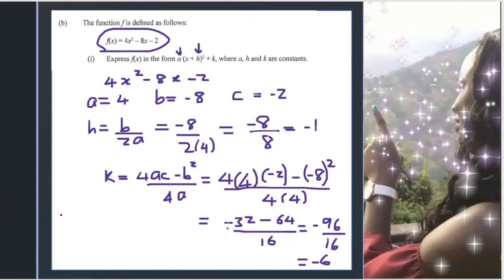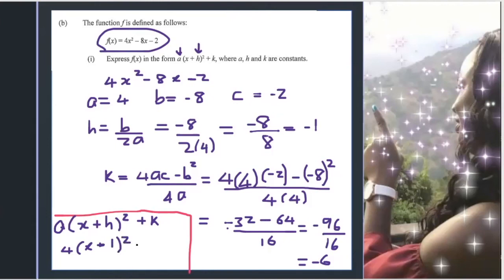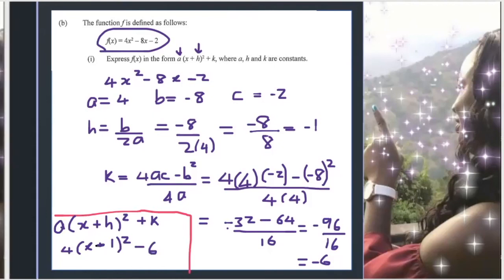Now, I'll put the answer here. We need to write it in this form: a open bracket x plus h all squared. So this is another method using a formula without using the first method that I had done. So a is 4, h is minus 1, so I'll have minus 1 here, and k is minus 6. And that's it.